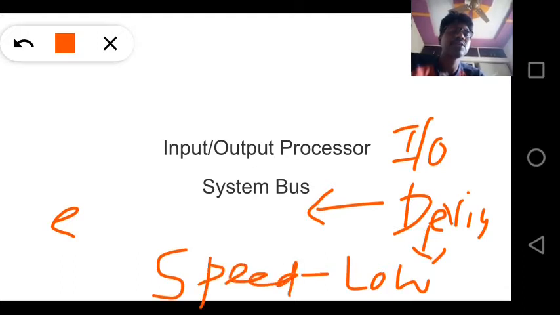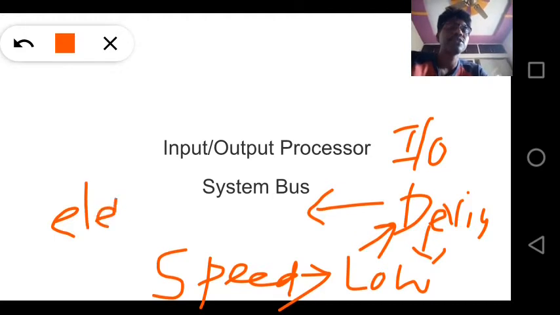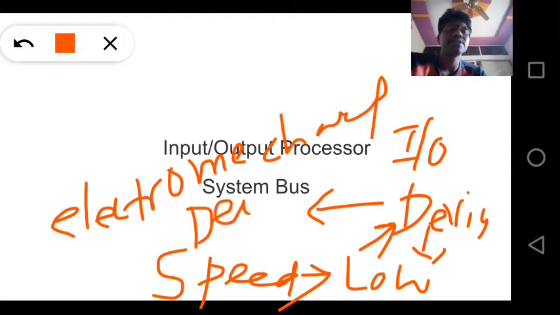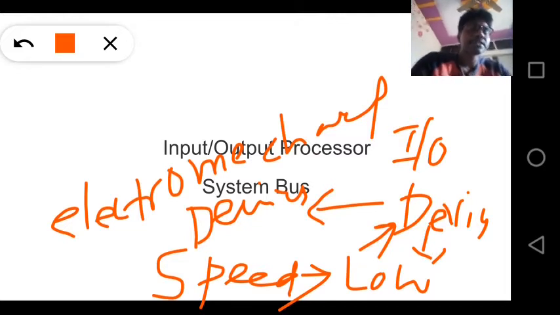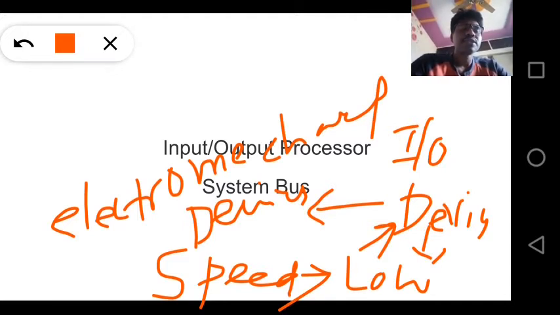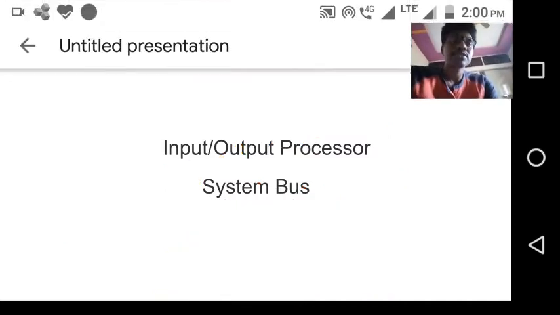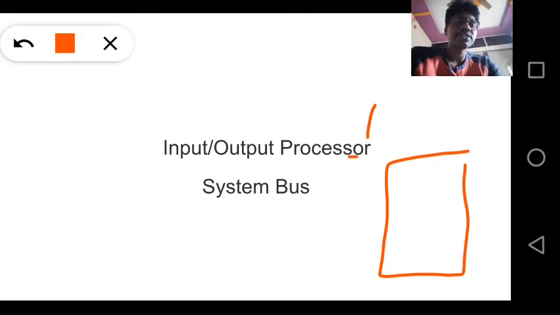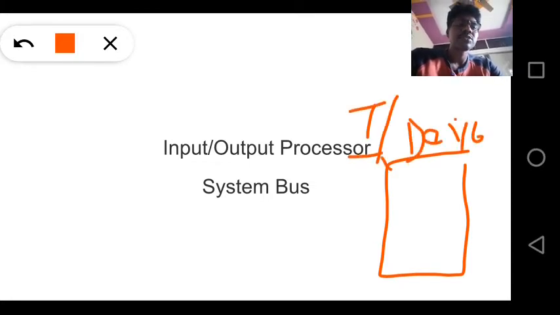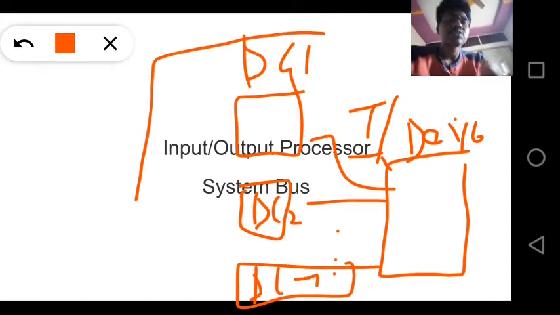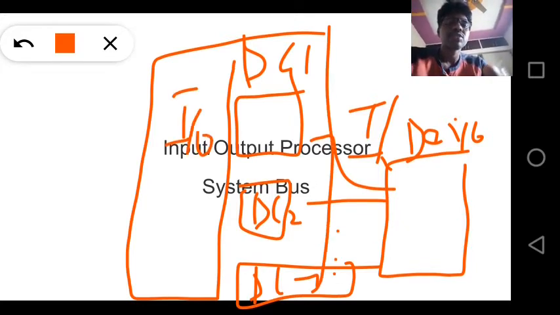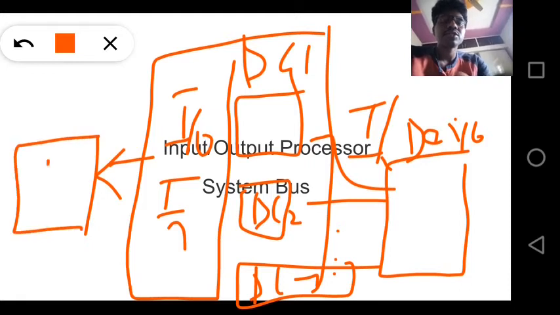Speed is low for IO devices. Why? Because they are electromechanical devices. As they are electromechanical devices, it takes a lot of time to execute IO instructions. If these are my IO devices, each device will have a device controller, and this together is called the IO interface, which communicates with the processor.